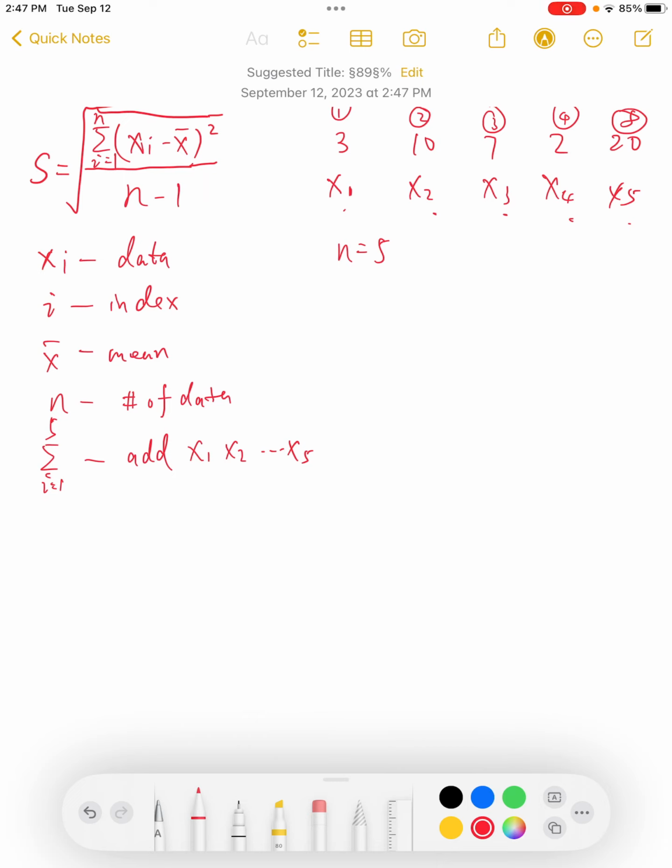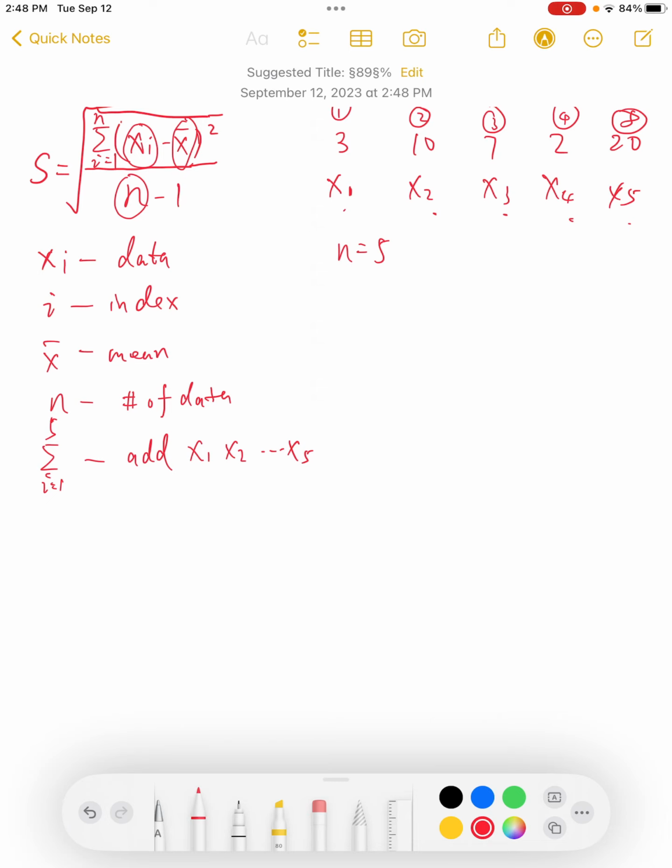So what exactly is this formula looking for? For each data in the data set, xi, we want to find how much it is different from the mean, xi minus x bar, and then square this difference. Then add all of them up, and divide by the number of data minus 1. Then we find the square root of this quotient.